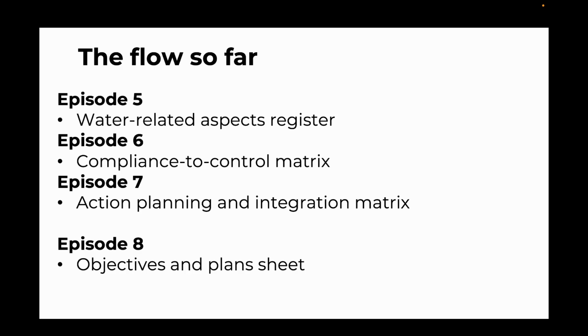Now, the sequence is important. Episode 5 helped BlueRiver understand where it interacts with water. Episode 6 helped BlueRiver understand which compliance obligations apply. Episode 7 helped BlueRiver decide what actions are needed and where they should be integrated. Now, Episode 8 helps BlueRiver decide which priorities require formal objectives and plans.